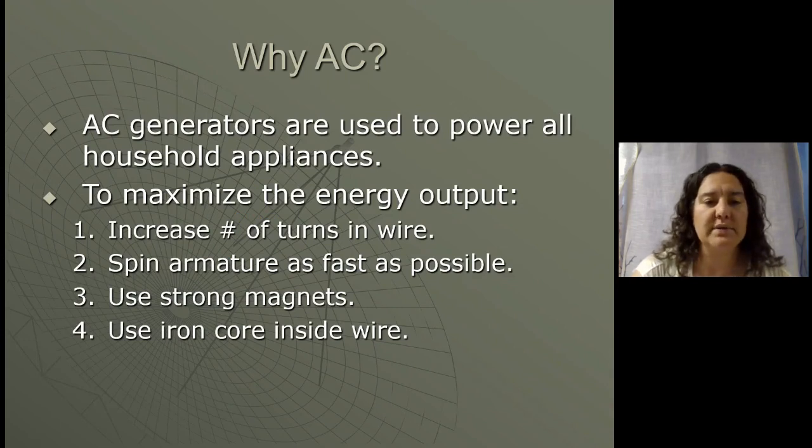So in our house, we use alternating current to power all our appliances because alternating current generators are what's used to power our houses. Now, to maximize the energy output using alternating current, we want to increase the number of turns in a wire and spin the armature as fast as possible. We want to use strong magnets and have an iron core inside the wire. And that will help maximize the output energy of an alternating current system.